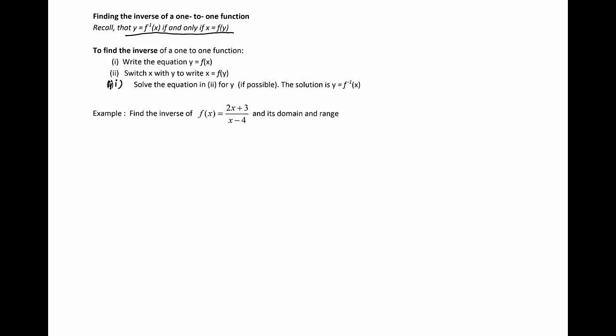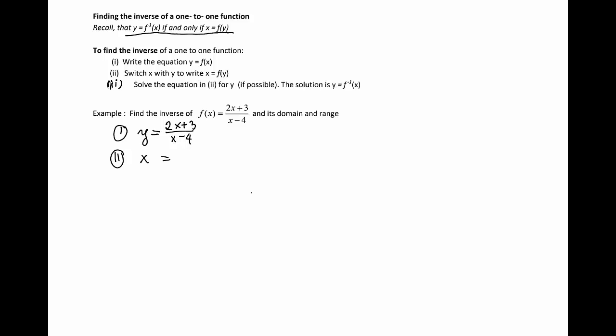Let's look at the example. Find the inverse of the function f of x equals (2x plus 3) over (x minus 4) and its domain and range. We'll follow the steps indicated above. So the first step is to have the y introduced into the equation. So instead of f of x, we write y, and therefore y will be (2x plus 3) over (x minus 4). The second step is to switch x's and y's.